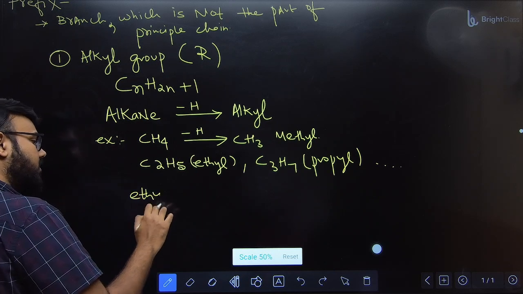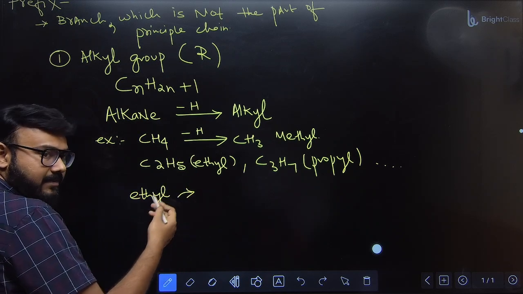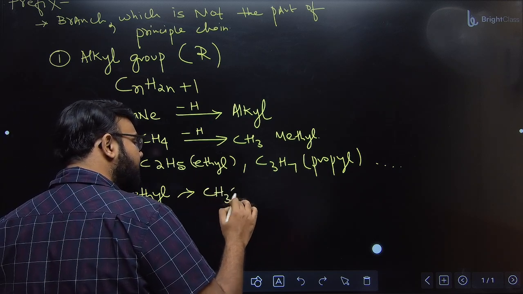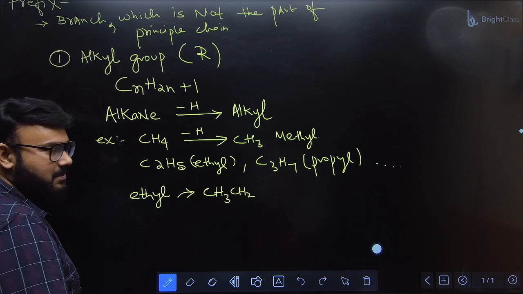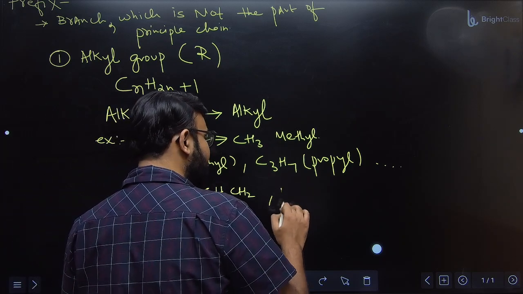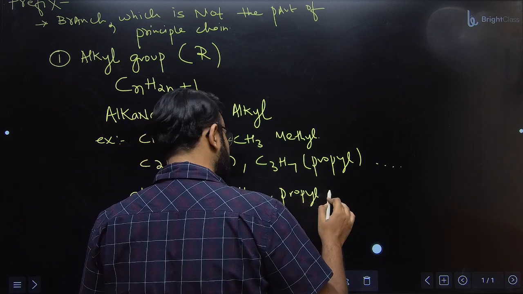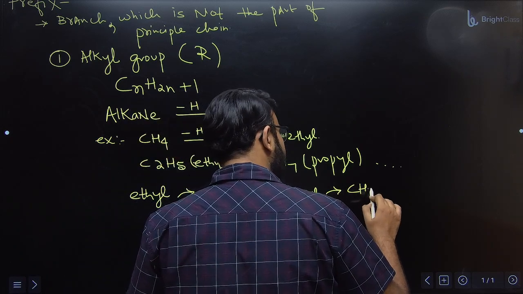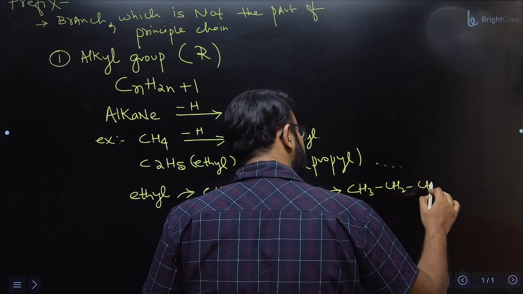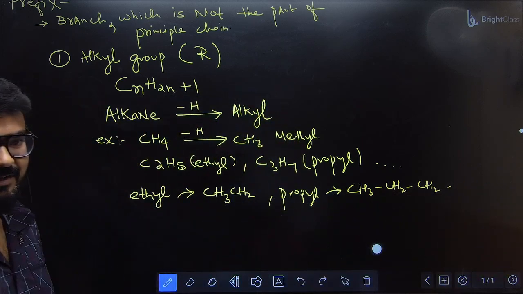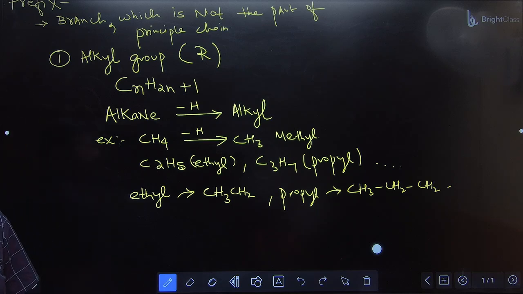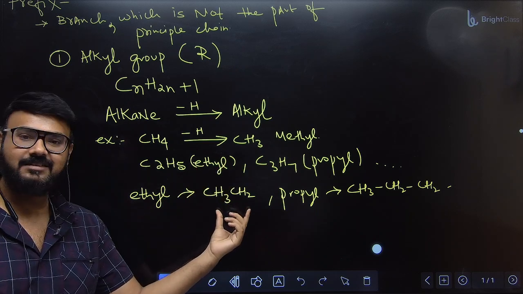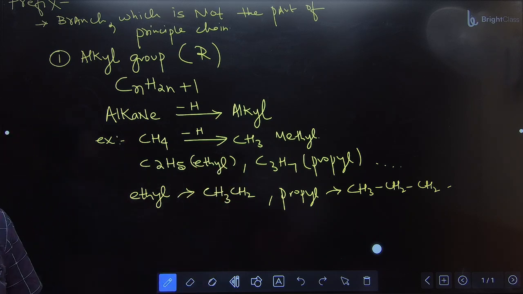Yes, sir. Alright. Also remember, C2H5 ethyl can also be written like this, CH3CH2. It is C2H5 only. Similarly, propyl can be written as CH3, CH2, CH2 and so on. Got it? It's C3H7 only. Hope it's clear to everyone. So don't get confused if they write like this in place of writing this. Both are the same. Got it?